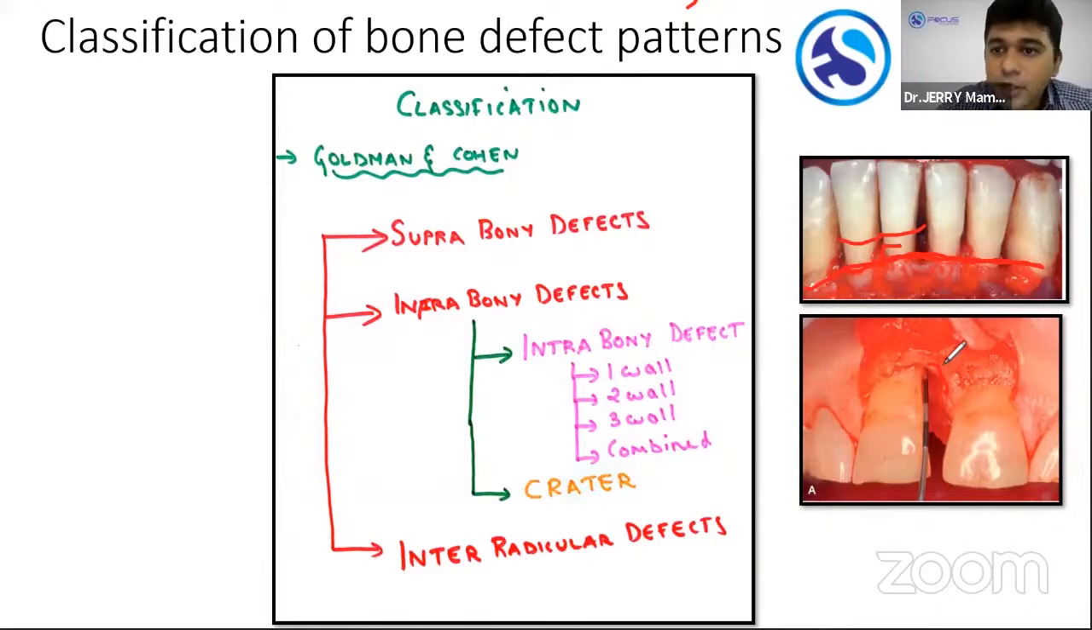Let me change the color again. You can see one wall here, and then a defect going inside, which is surrounded by wall at every angle. Okay, so now here, what is the thing? See the base of the pocket: infra-bony defect.